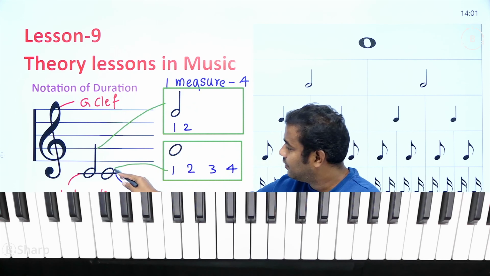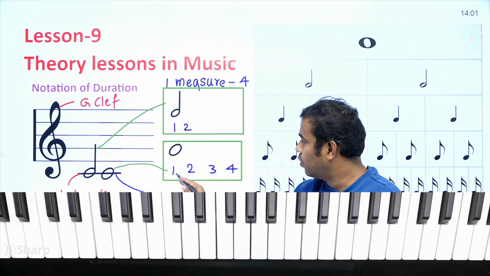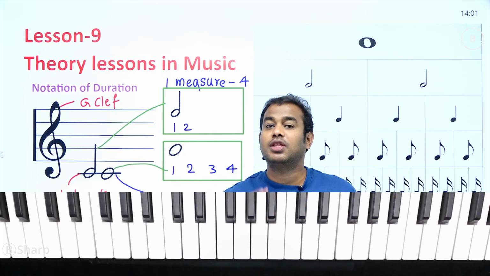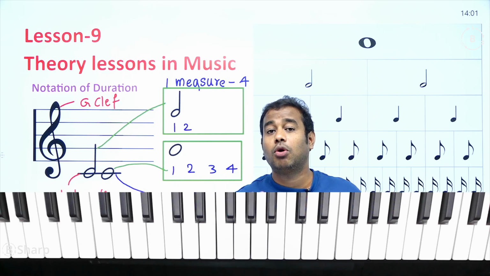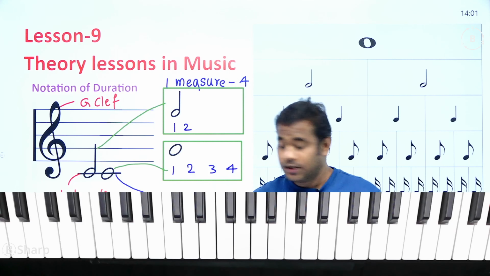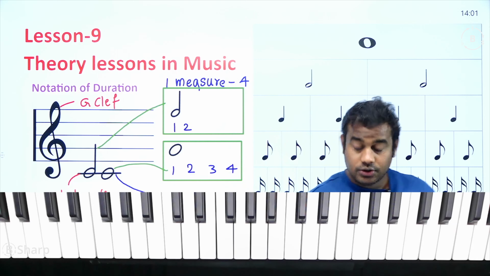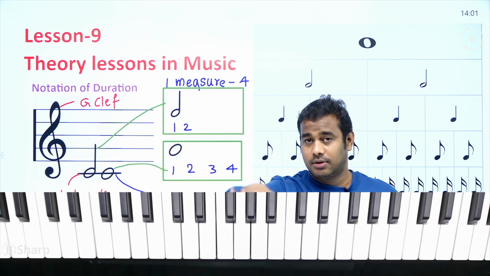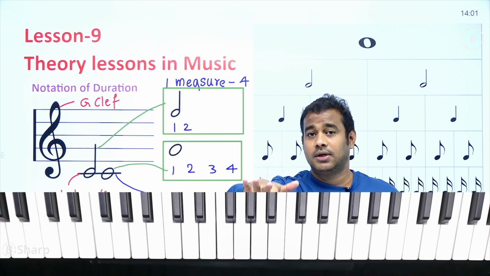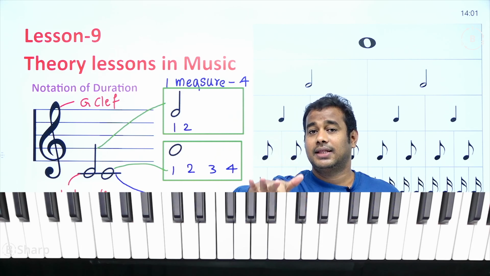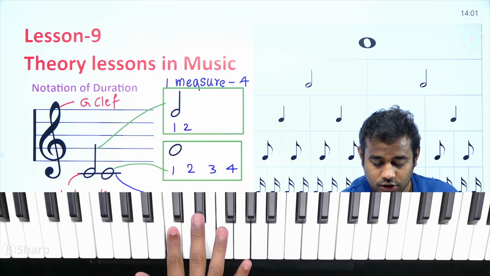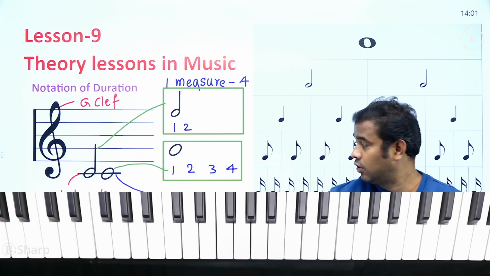So this symbol represents the whole note. Whole note means 1, 2, 3, 4. I'll show the difference between the whole note as well as this half note. For the whole note, I have to press this C key for 4 counts: 1, 2, 3, 4, and I have to hold it. So that is the whole note.